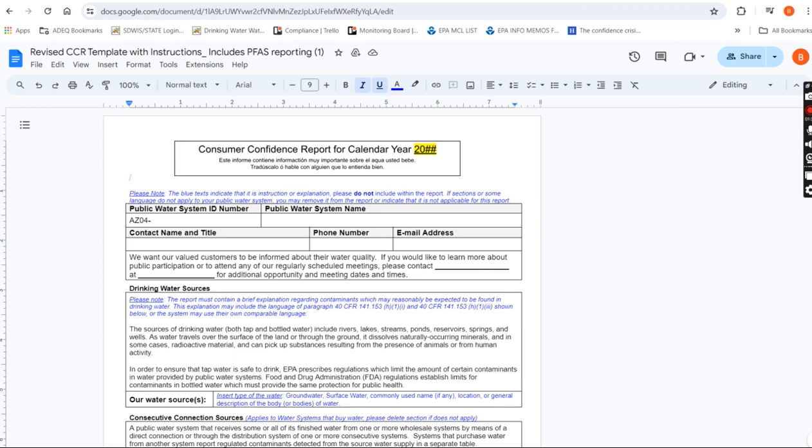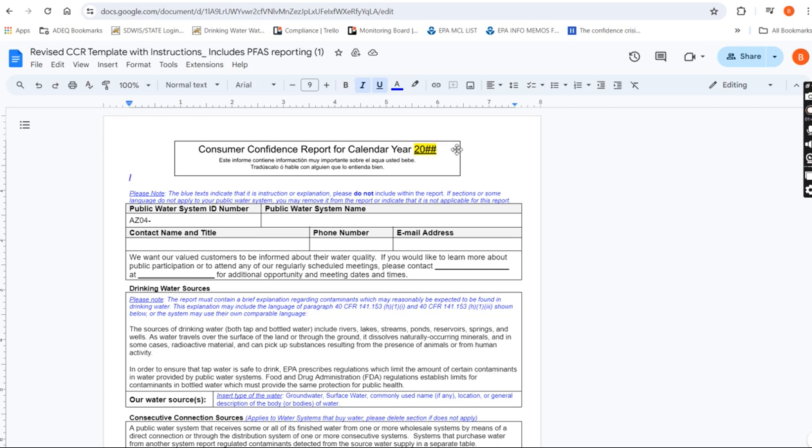So here is the ADEQ provided template for CCRs. This is not a required template. However, it does include all of the required sections and information. So I highly recommend using it at minimum as a guide as you complete your CCR.